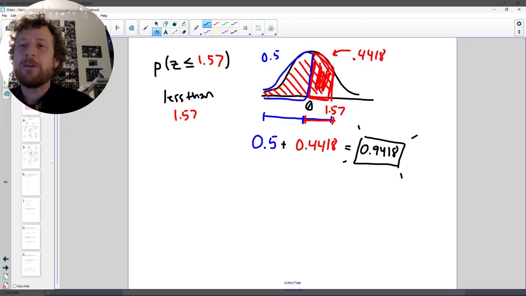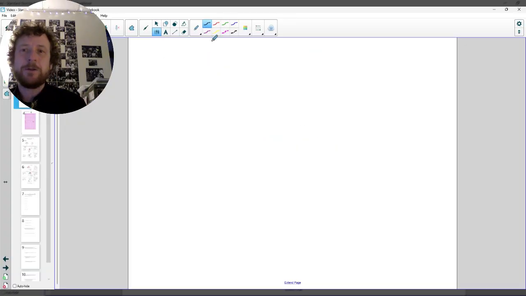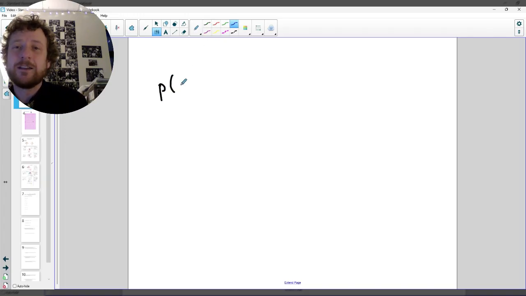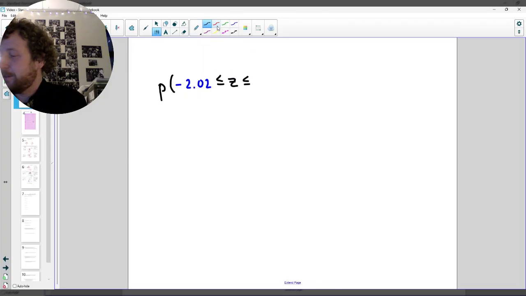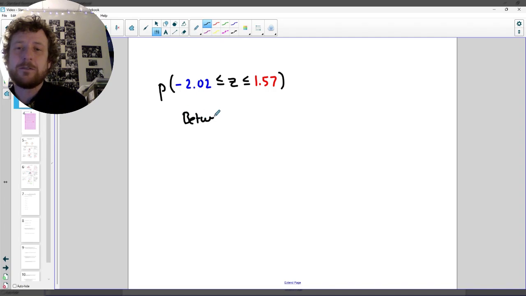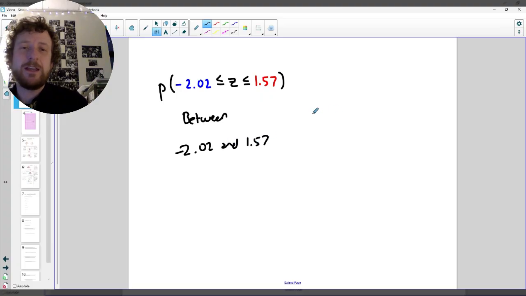Okay, let's try one where we have to look up two things. So we're going to go back to one where it says, what's the probability that a randomly chosen person has a z-score between negative 2.02? Now I've got a negative. That's interesting. And we'll go right back to 1.57 because why not reuse the same number over and over again? So again, we're between negative 2.02 and 1.57.